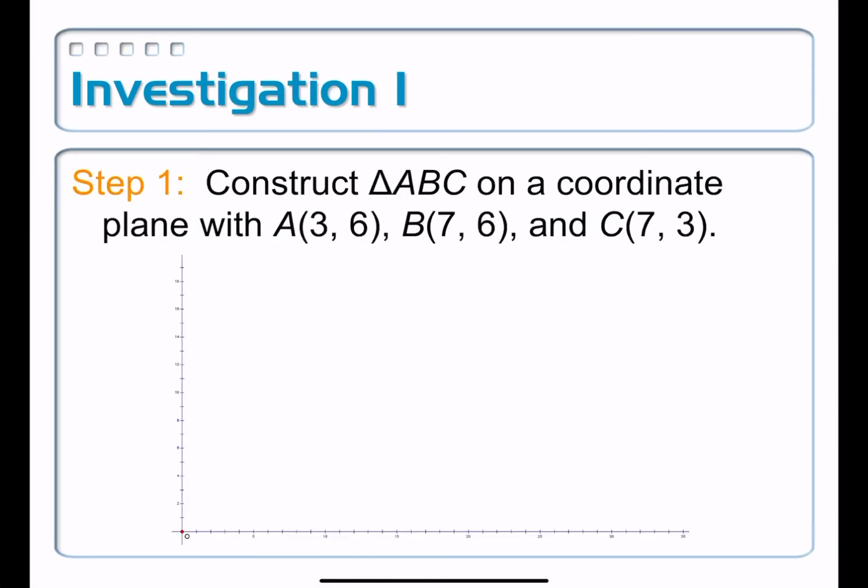Okay. So step 1, I would like for you to construct triangle ABC on your coordinate plane that has these coordinates. A is at (3, 6), B is at (7, 6), and C is at (7, 3). So pause the video as you need to in order to actually do your little construction, and then you can come back here for further instructions.